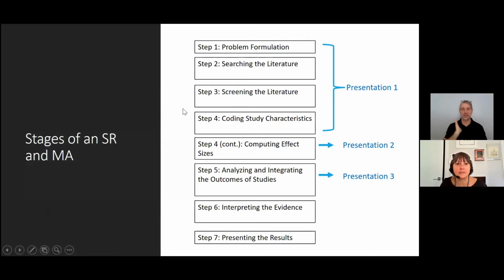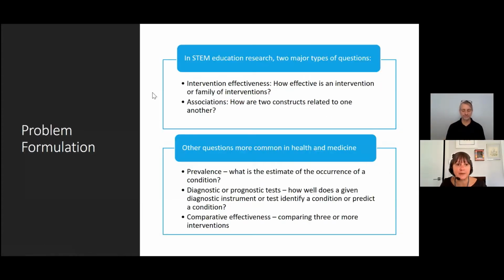So let's go ahead and start with step 1, problem formulation. Given that we are all funded by NSF here, my examples are going to focus on STEM education research. There are 2 families of general questions that we ask in a systematic review and meta-analysis in STEM education research. One is about intervention effectiveness. How effective is an intervention or family of interventions in a given context? I'll give you a couple examples of that.